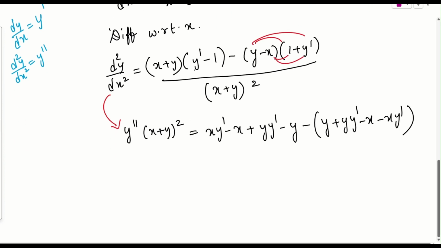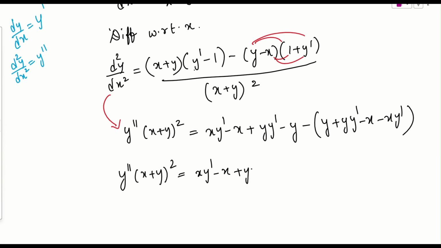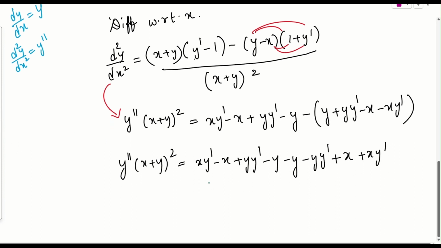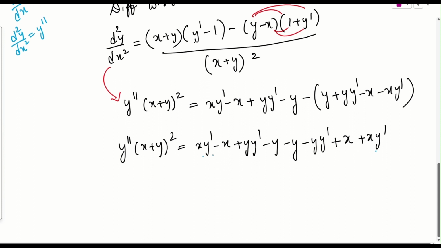So what I will be having here is y double dash into (x plus y) the whole square. Try to write it down: x y dash minus x plus y y dash minus y. Try to multiply with the negative sign: minus y again, minus y y dash, minus minus plus x, minus minus plus x y dash. Is it okay? Yes. So now what should we do? Is there any x y dash? x y dash? Yes, we have.